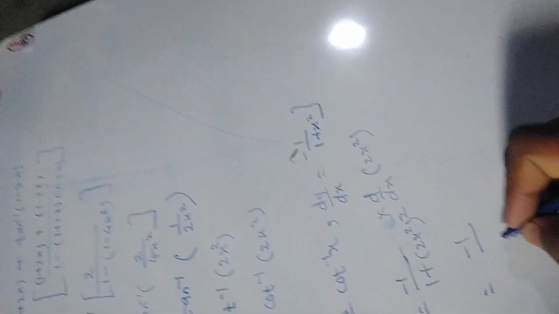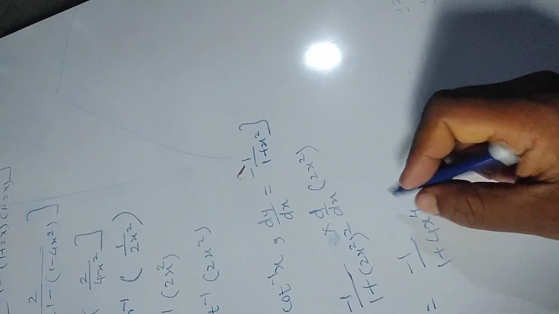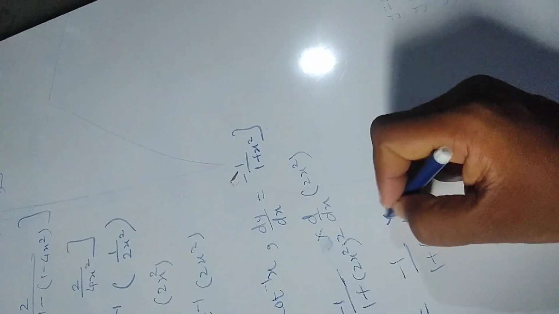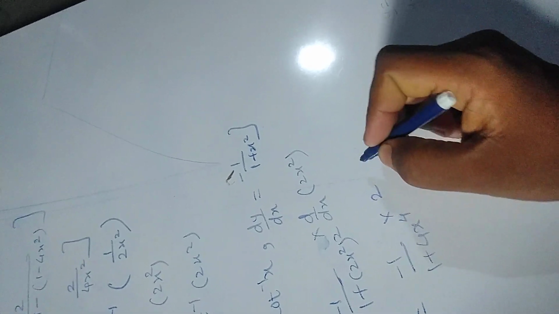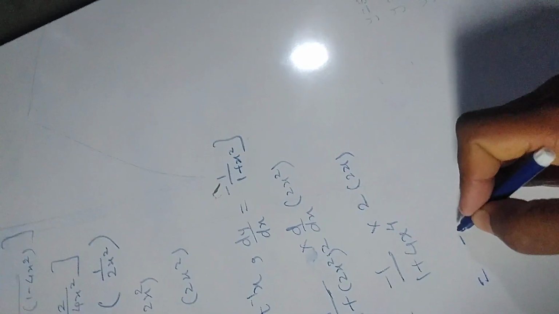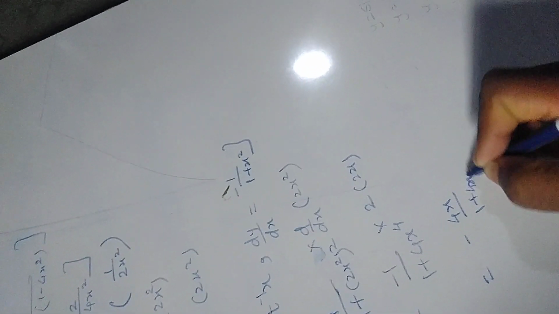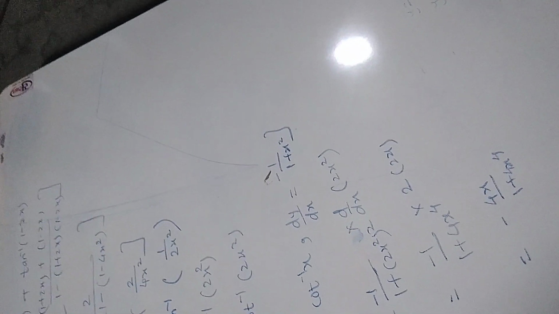So it will be minus 1 upon 1 plus 4x raised to 4, into the derivative of 2x square, which will be 2 as it is, and the derivative of x square will be 2x. So our final term will be minus 4x upon 1 plus 4x raised to 4. So this is our final solution to the problem. So we will see the next problem.